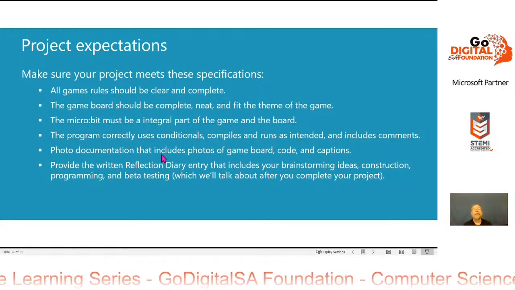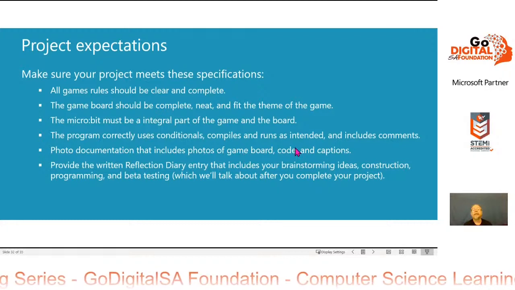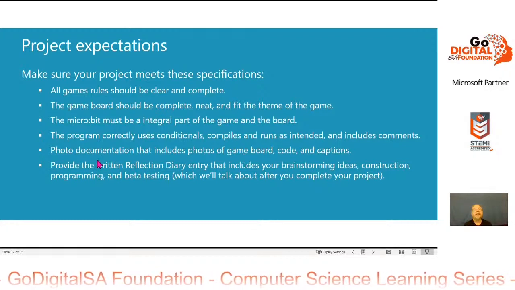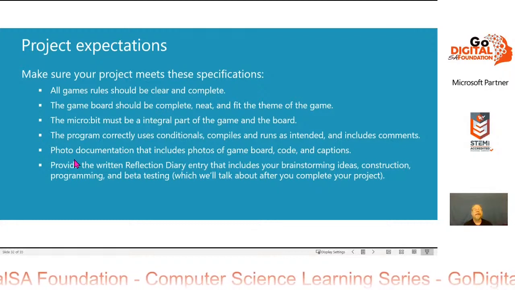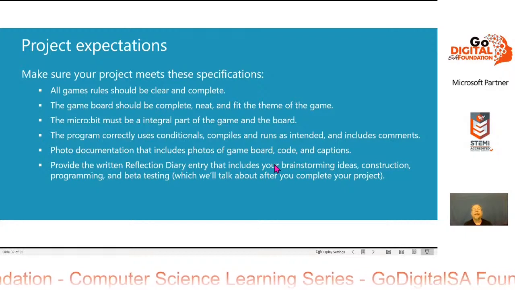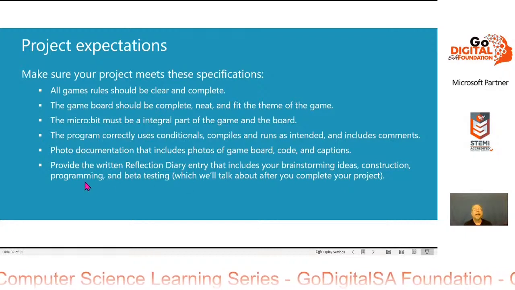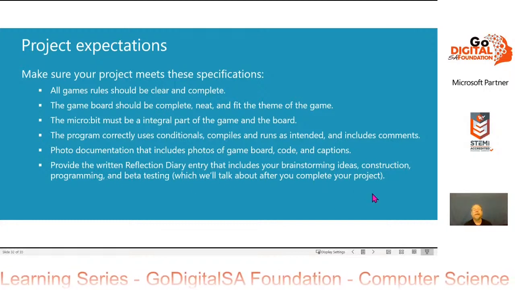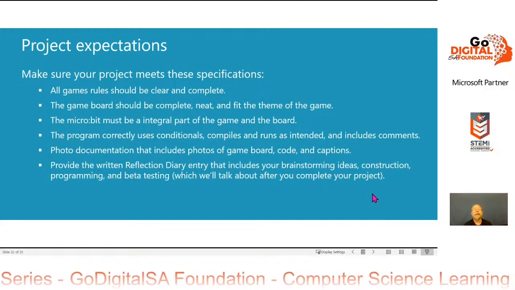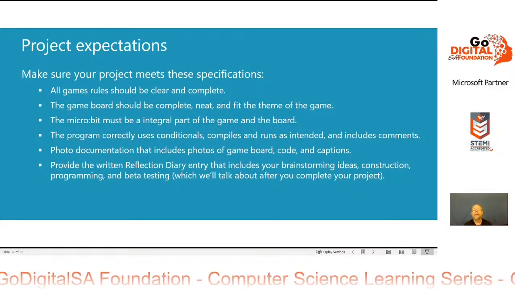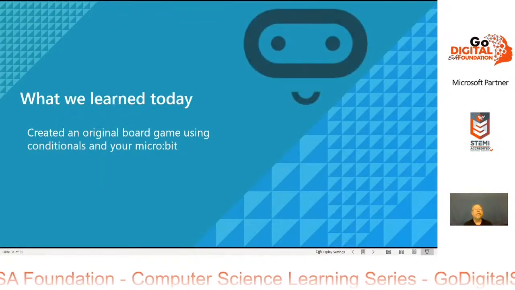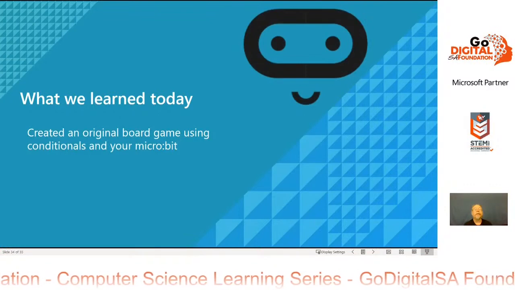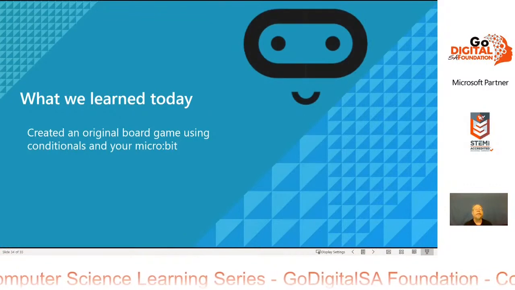The program correctly uses conditionals, compiles, and runs as intended, and includes comments. You can take photos, including photos of the game board, code, and captions, and you can provide the written reflection diary entry that includes your brainstorming ideas, construction, programming, and beta testing, which we'll talk about after you complete your project. So what we learned: we created an original board game using conditionals and the microbit.